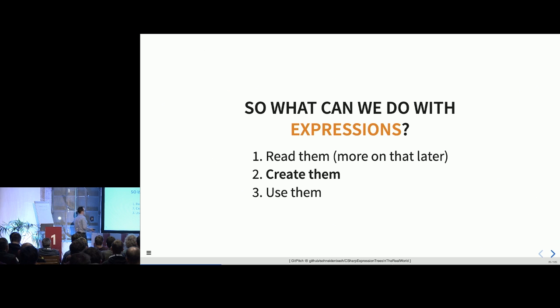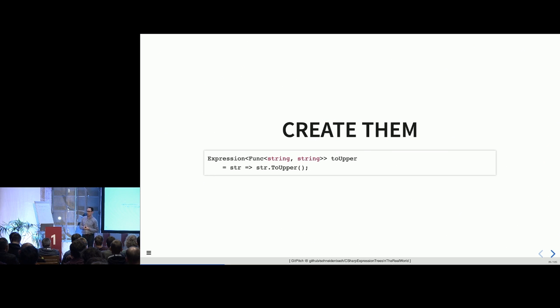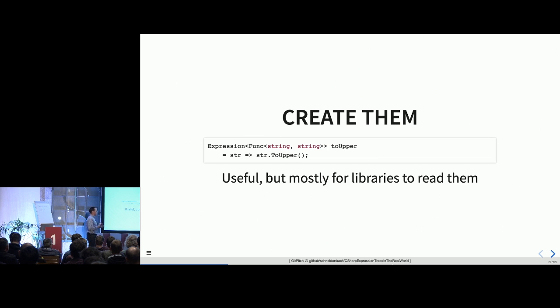So not only can we read them, more on that later, we can also create them. We can do this like we've done inline, nothing different. And this is really useful because it allows us to use it with our favorite libraries, like Entity Framework or AutoMapper or NHibernate, whatever the things that you use that use expressions, we can use them. We can declare them inline because oftentimes we know those types ahead of time.